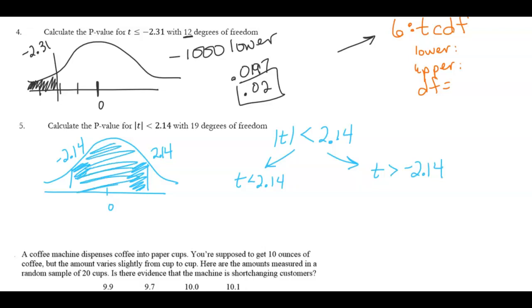So the shaded area here is what's in between. And so your lower would be negative 2.14, so go TCDF again. Your upper is this positive 2.14, and your degrees of freedom is 19. And so the percent between those two lines is 0.954.